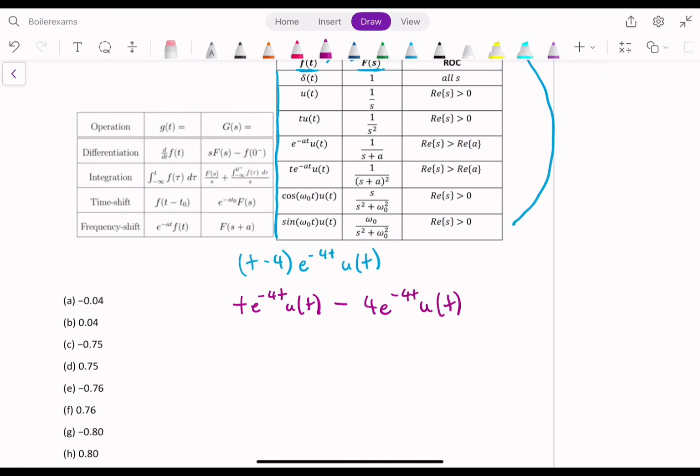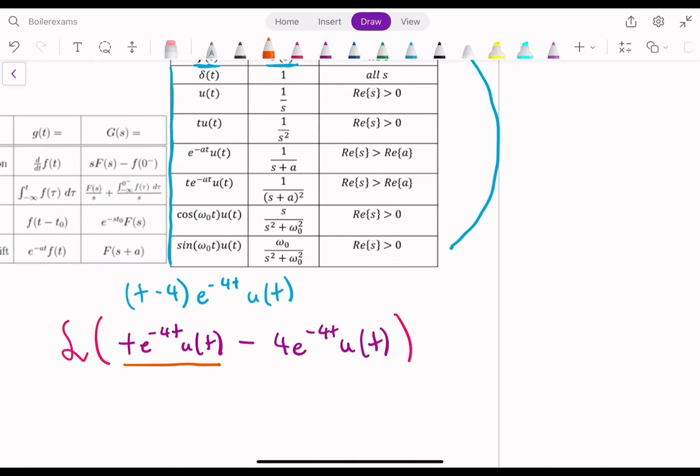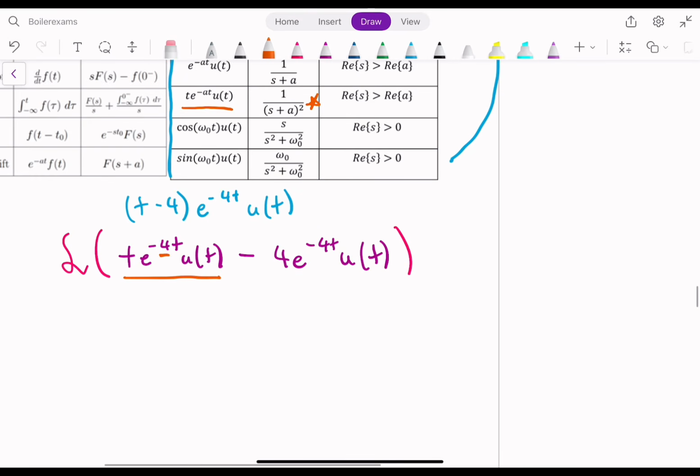Then we're going to take the Laplace transform of this function, and you'll notice right off the bat this term is in the form of t e to the negative at u of t, with our a value being 4, and so this is the Laplace transform. It's 1 over (s plus a) squared, with a being 4. And so there we go.